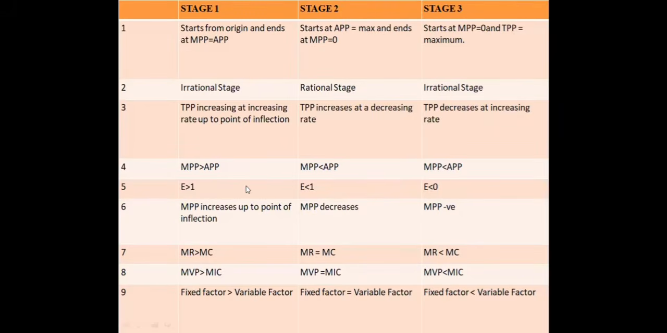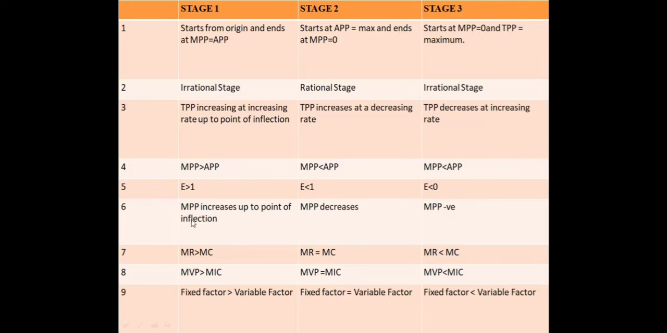Then coming to elasticity. Elasticity in stage 1 will be greater than 1, in stage 2 less than 1, and in stage 3 it will be less than 0. Why? We will discuss this in this slide only, but a little later. Just remember, elasticity will be greater than 1 in stage 1, less than 1, or you can say it lies between 0 and 1, in stage 2, and less than 0 in stage 3.